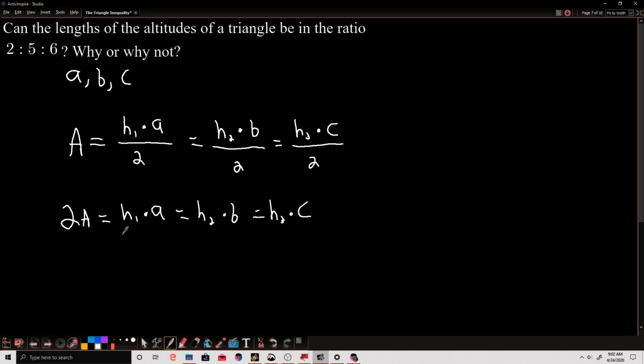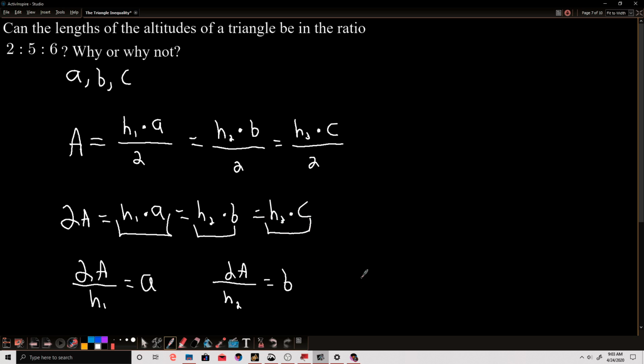Now let's take each pair of heights and solve for, because we want the altitudes, and we want them to be in this specific ratio. So let's solve for each side length in terms of its area and the altitude. For example, if I'm looking at this pair here, then I can divide by the height 1 and get 2a over h1 equals the base A. And then we can start with this one and get that 2a over the height 2 equals the base B. And then finally, with this pair, dividing the height 3 over, we'd have 2a over the height of 3 equals the base C.